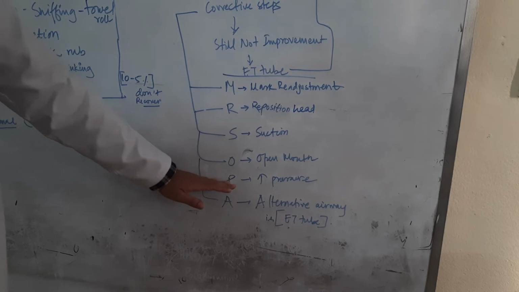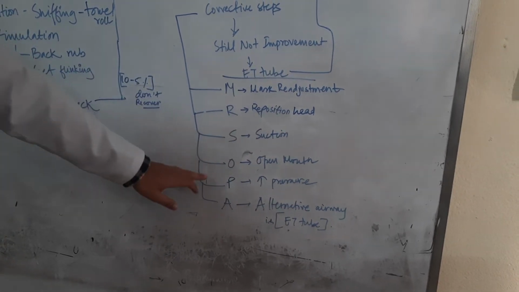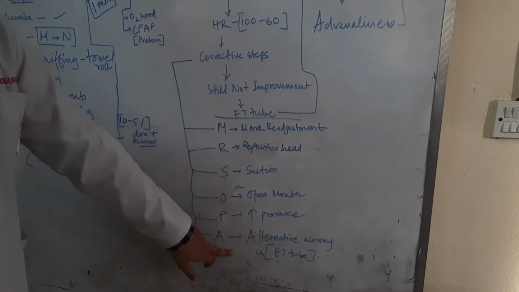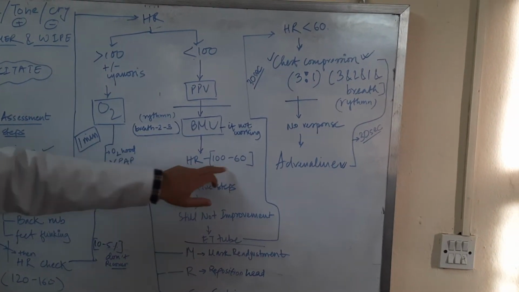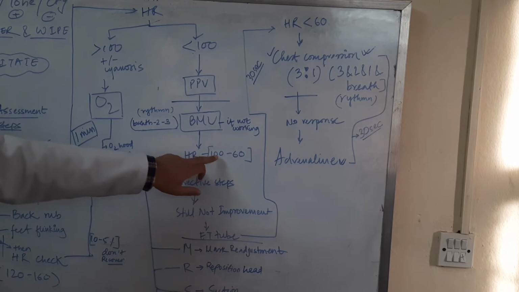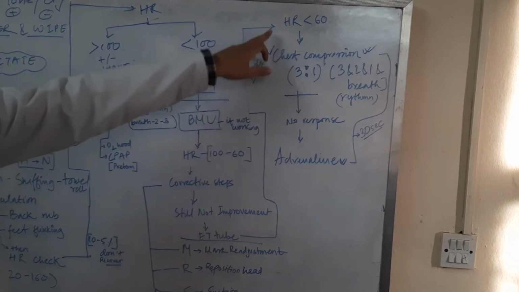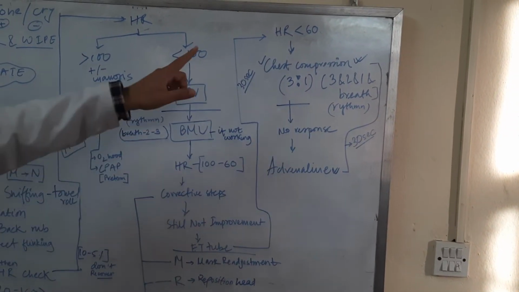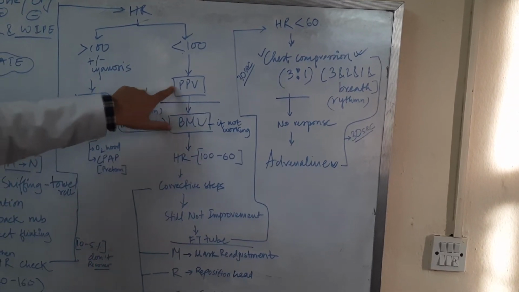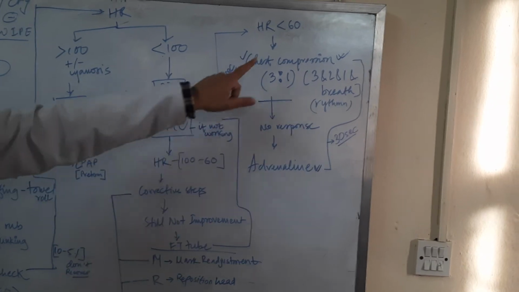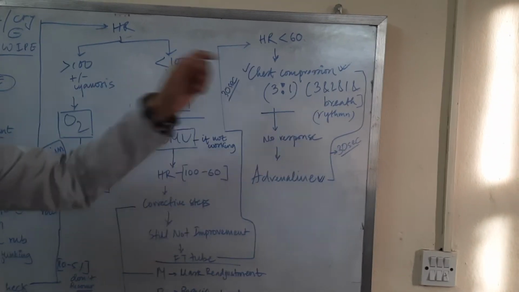Even if you do all these things and still the heart rate is not improving, then you move to alternate airway, that is ET intubation. Now, that is if the heart rate was more than 60 and below 100. But if the heart rate is below 60, then we have to start chest compression. Again, the decision from starting bag and mask ventilation or positive pressure ventilation to chest compression is 30 seconds. So within 30 seconds, we have to take this decision.